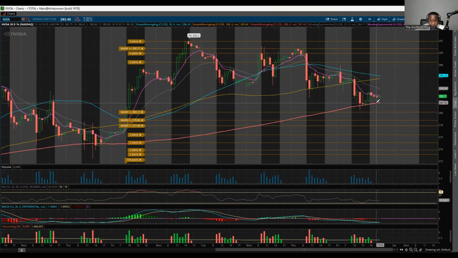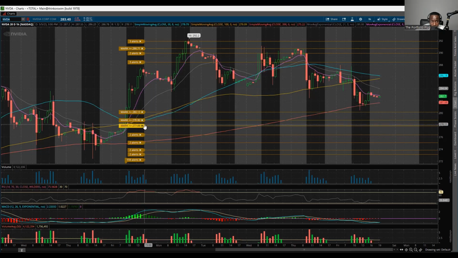And then say if I wanted to get into some calls, I'm like, hey, I'm going to play the bounce off this 200-day moving average, right? I'm going to play this red line right here. This is the 200-day moving average. I'm going to play the bounce to get into some calls. I would have my stop right here because I know if it breaks this, it has some ways to go.